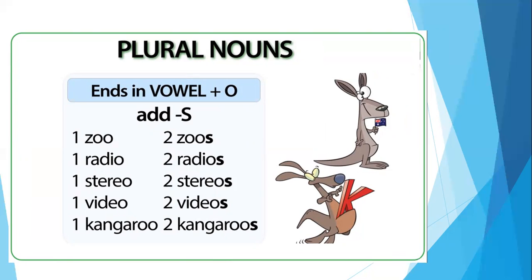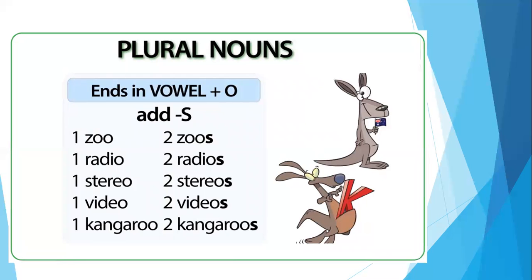When a noun ends in vowel plus O, we just add S to make it plural. One zoo, two zoos. One radio, two radios. One stereo, two stereos. One video, two videos. One kangaroo, two kangaroos. You can see the words.